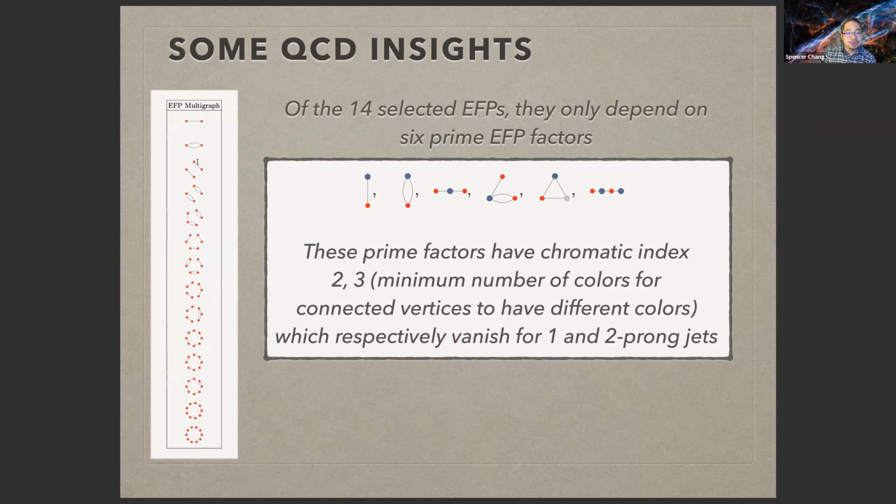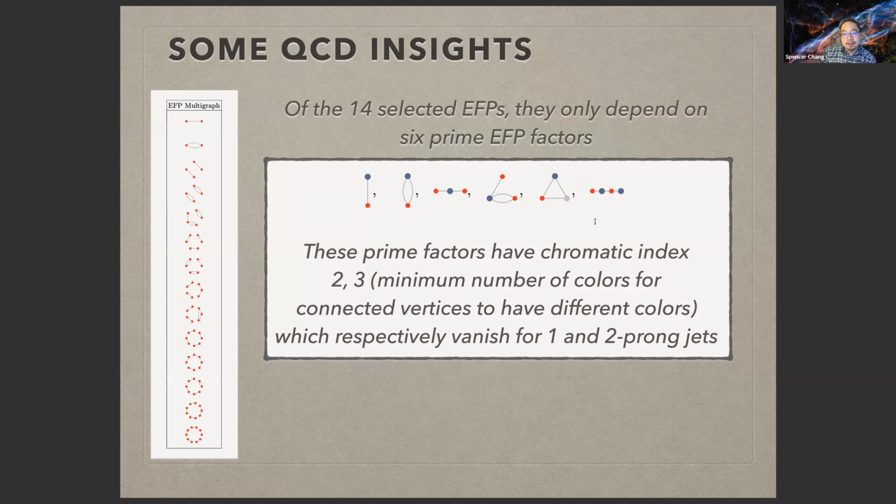The two barbells is equal to this barbell squared, right? And so you can certainly see that many of these are composite in the sense that they have prime factors within them. And of these 14, there are only 6 prime factors. There's the barbell, the circle, this 3-dot line, there's this lollipop, a triangle, and then a 4-dot line.